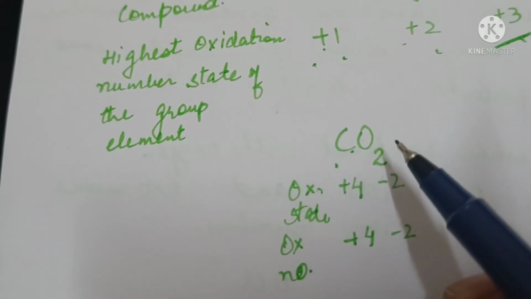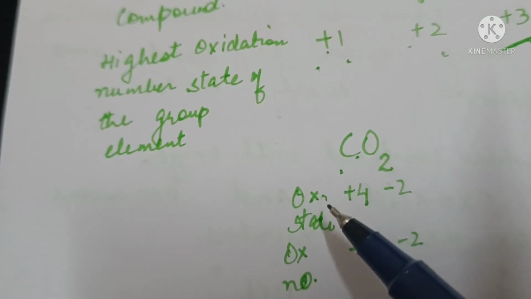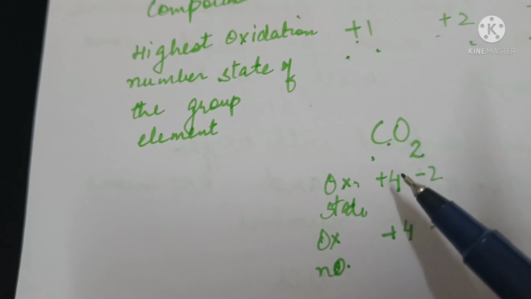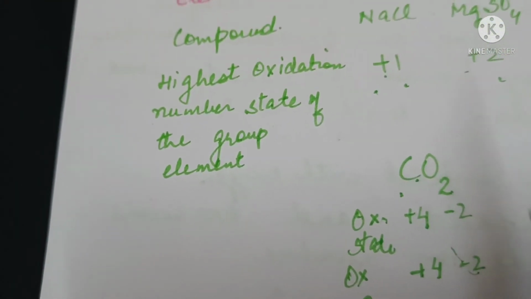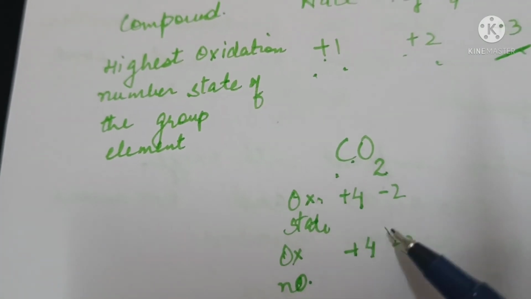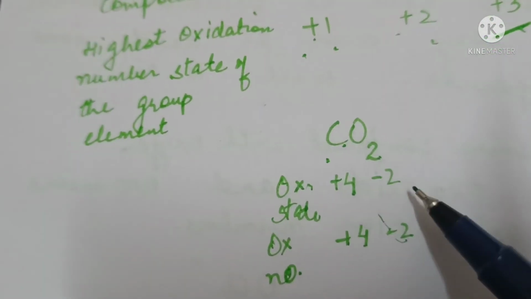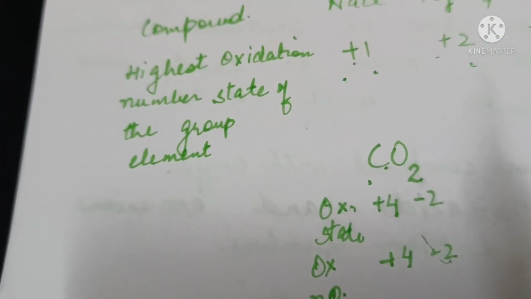A term that is often used interchangeably with oxidation number is oxidation state. So in carbon dioxide, the oxidation state as well as oxidation number of carbon is +4. Similarly, the oxidation state as well as oxidation number of oxygen is -2.